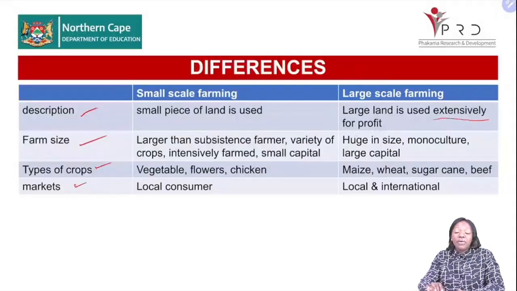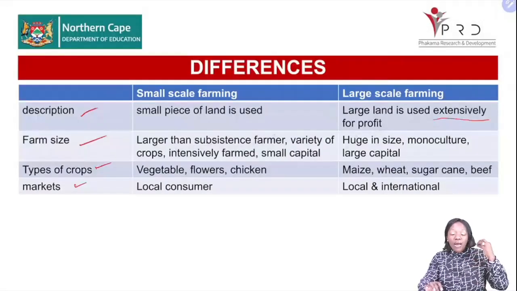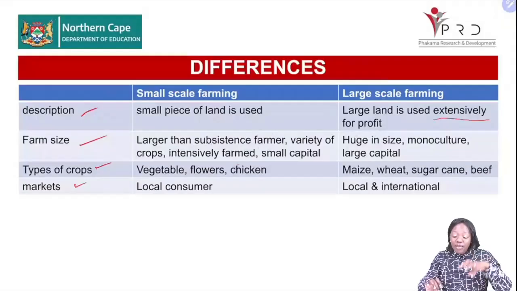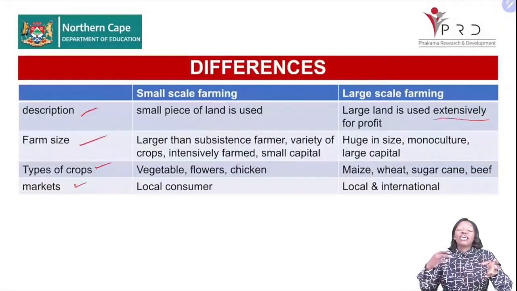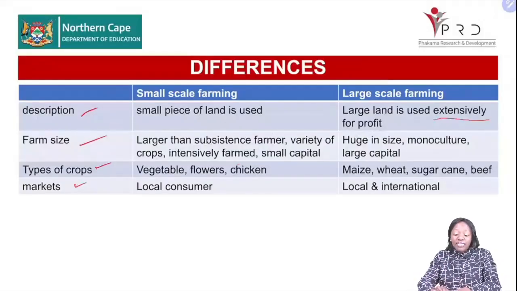Then the farm size, larger than subsistence farmer. Subsistence farmer, remember, is the farmer that is farming on his or her backyard. And that person's priority number one is to farm for the family. Then if there is a surplus, they can then sell it to their neighbors. Then it is larger, but not as large or as huge as in the large scale. So there is larger than subsistence farmer, variety of crops, intensively farmed.